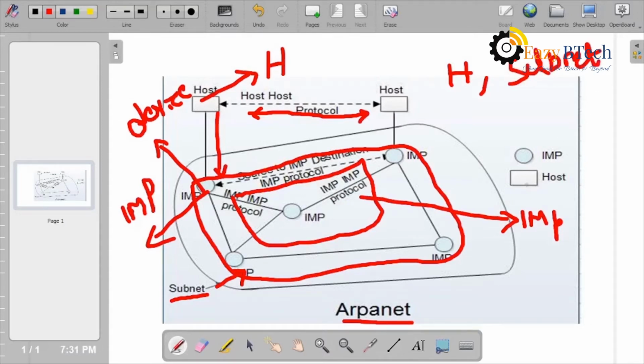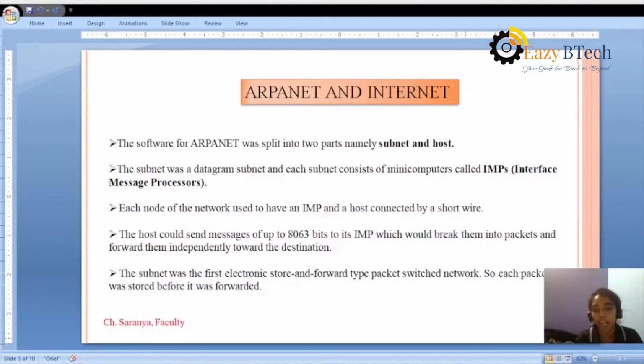In the diagram we clearly see what is meant by host and what is the IMP. We can connect each and every IMP by using an IMP protocol, and we can connect each and every host by using one type of host protocol. Each host is connected by a short wire to the IMP. So this is the actual diagram.